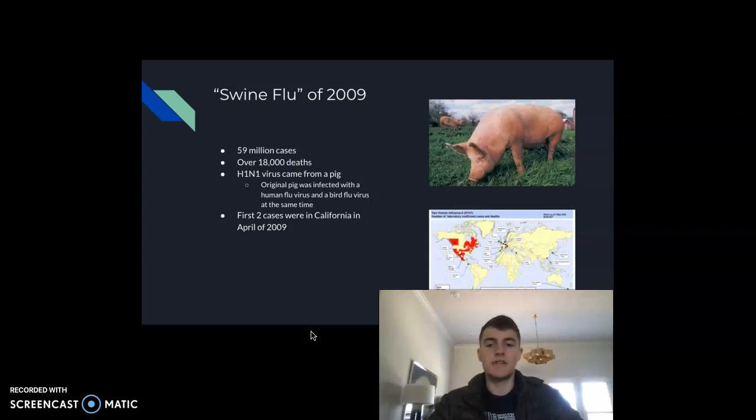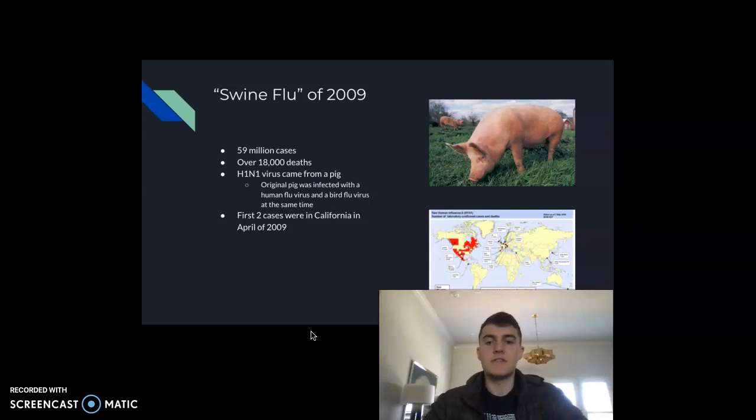But in this case, the original pig, it's widely believed that it was infected with a human flu and a bird flu at the same time, and then that H1N1 mutated into the pandemic H1N1 that was able to be spread from pigs to humans and humans to humans.